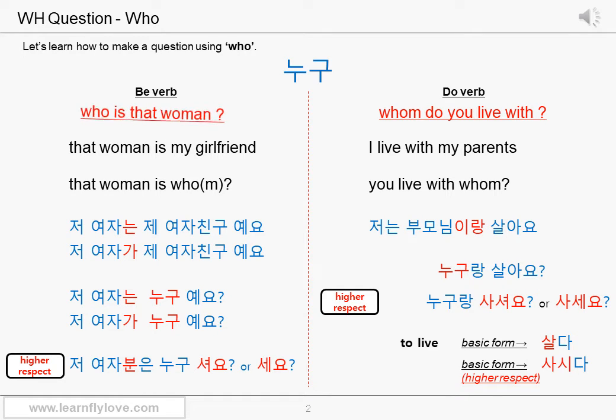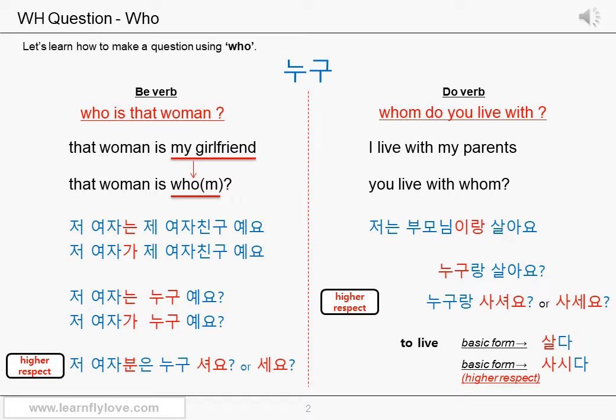Then let's make a question using who. Who is that woman? As we make a sentence like, that woman is my girlfriend, we can make the question form with the same structure. We just need to swap the my girlfriend part with the interrogative pronoun who or whom, whatever it is. The translation in Korean is the same. 누구, 누구. So don't worry about the English grammar here.